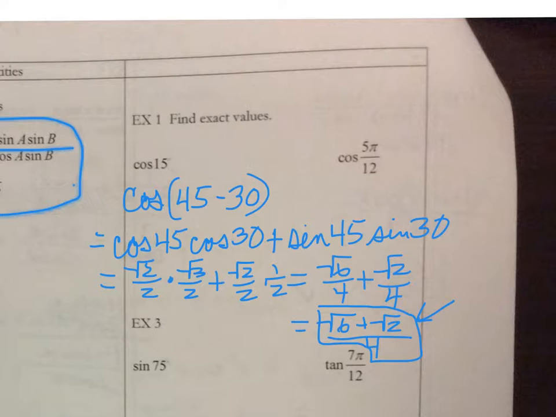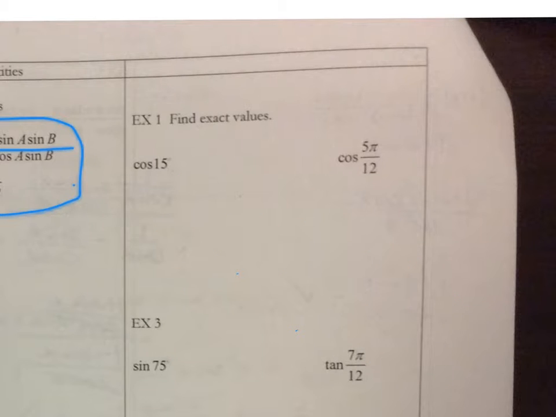Okay, now I'm going to erase that and get a little more room. Well, now we're ready for this cosine at 5 pi over 12.